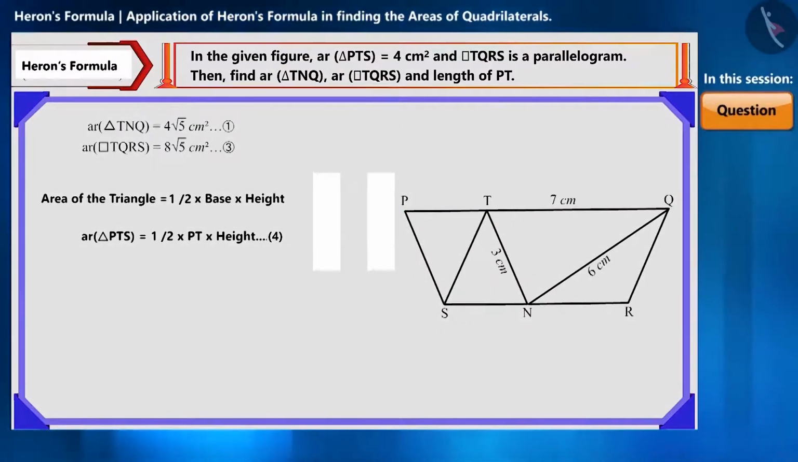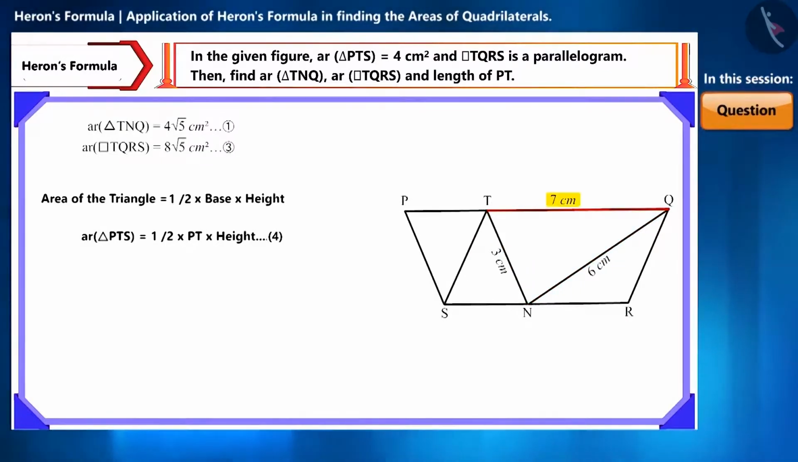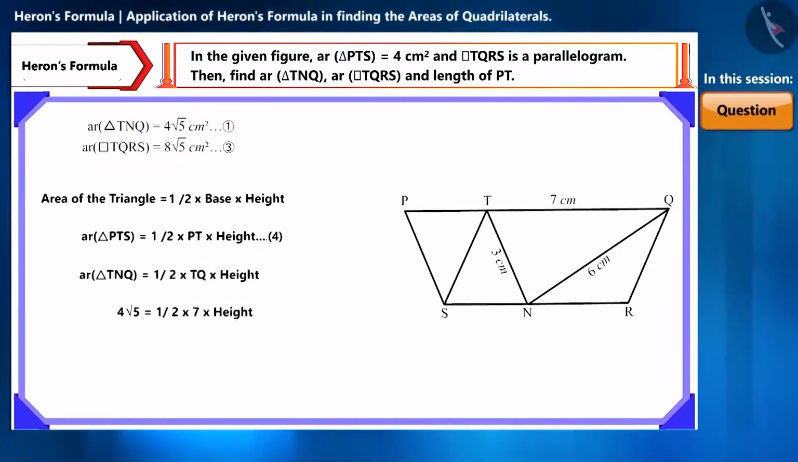Friends, you can pause the video and try to find a way to find the height. We are given the base TQ of triangle TNQ is 7 cm, and we obtained its area as 4 root 5 square centimeters. We can find the height of this triangle by substituting their values in this formula. We will obtain its height as 8 root 5 by 7 centimeter.